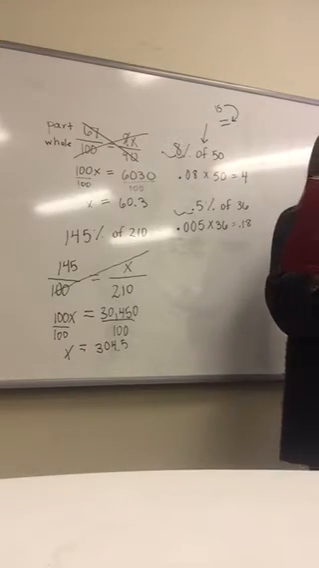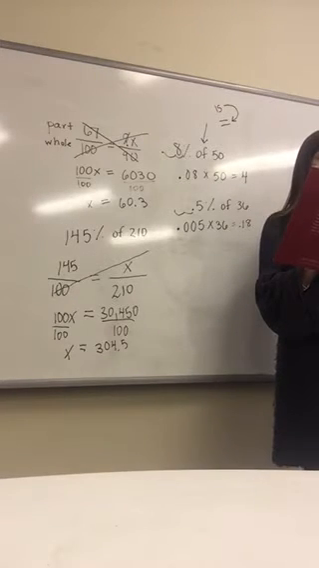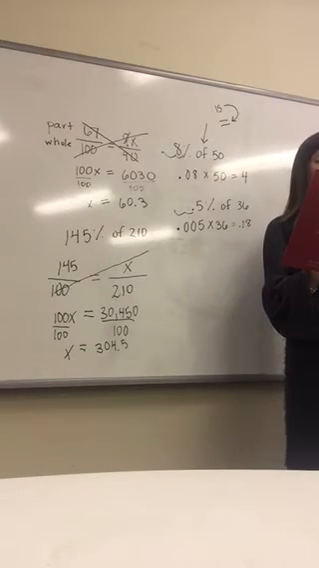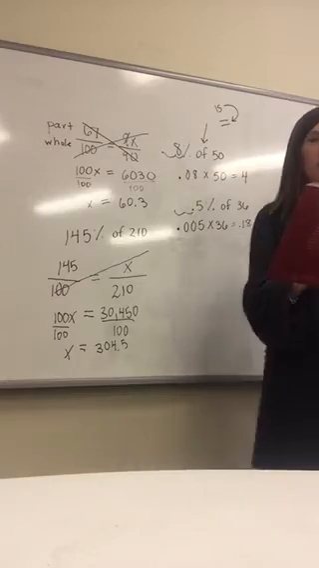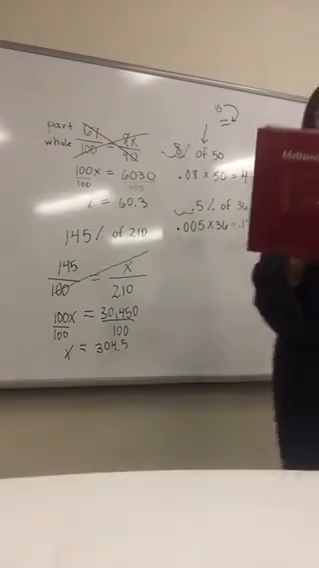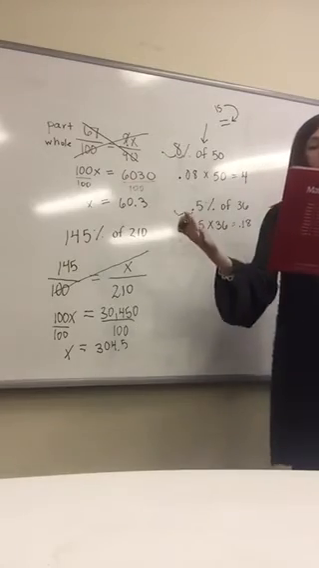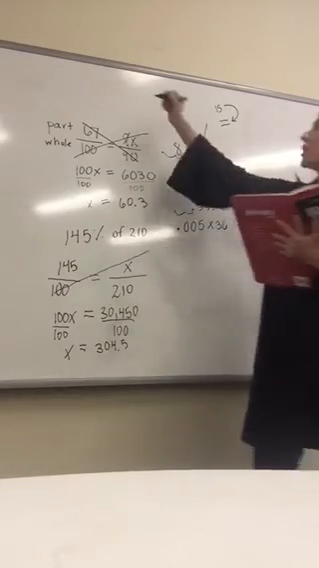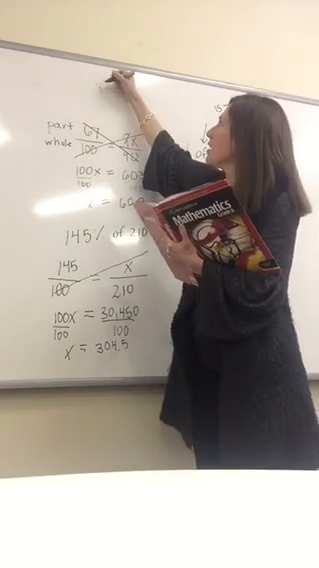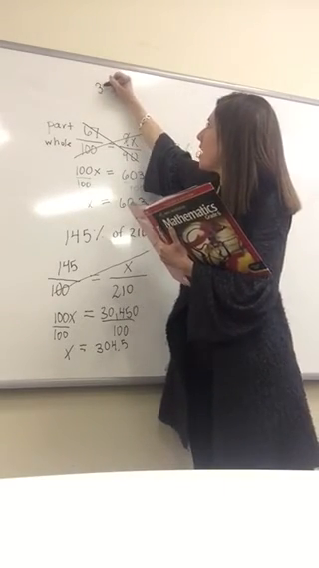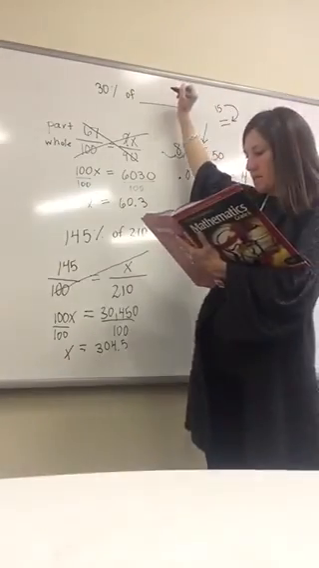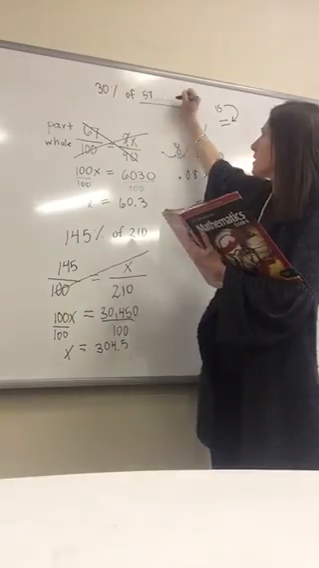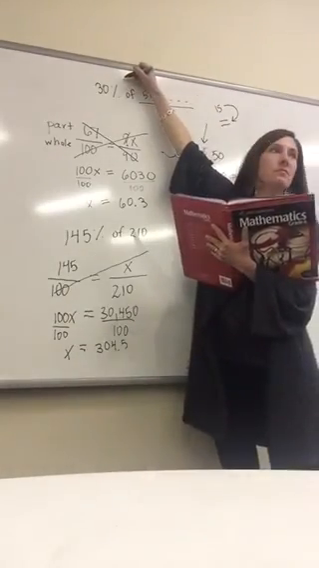Earth's total land area is about 57,308,738 square miles. The land area of Asia is about 30% of this total. What is the approximate land area of Asia to the nearest square mile? Okay, so here we want to find 30% of that land area. 30% of this big number that I'm not going to take time to write. It's 57 dot. What does of mean?